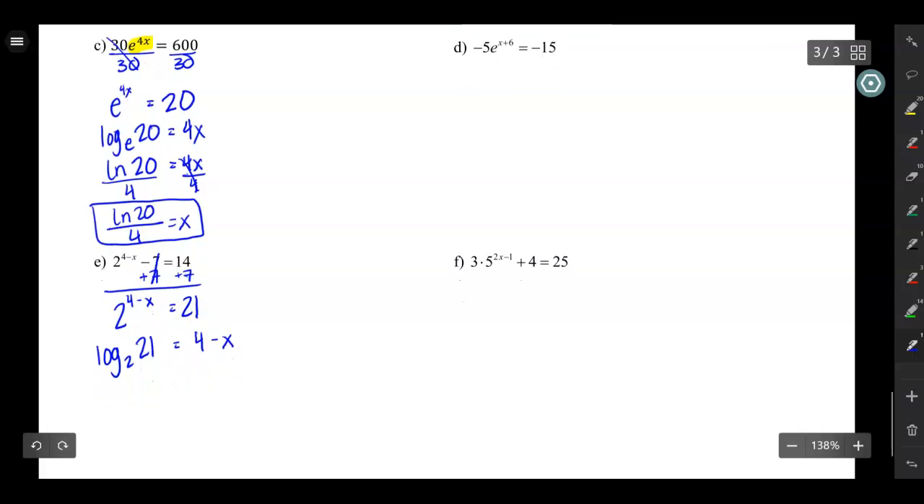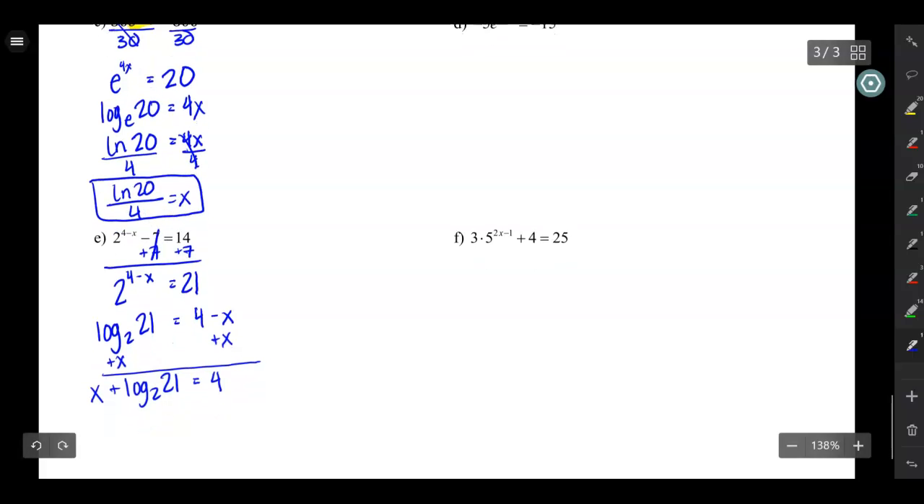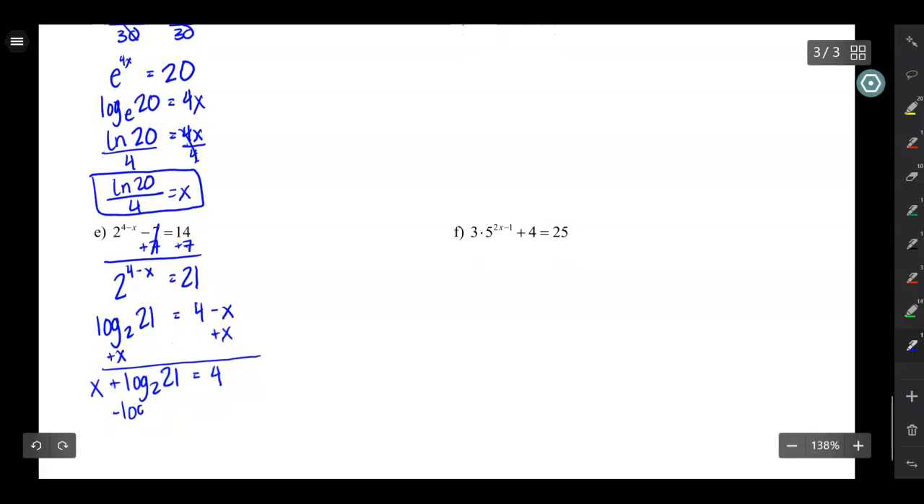Then I just need to work on getting that x by itself. So I'm going to subtract 4 from both sides. Actually, you know what? Let's do it a different way. I'm going to add x to both sides. The reason why is because then my x becomes positive, and I always like having a positive x. And then I need to get rid of this log base 2 of 21. So I'm going to subtract log base 2 of 21 from both sides of the equation. Now I'll get x is equal to 4 minus the log base 2 of 21. Once the x is alone, you know you're finished.